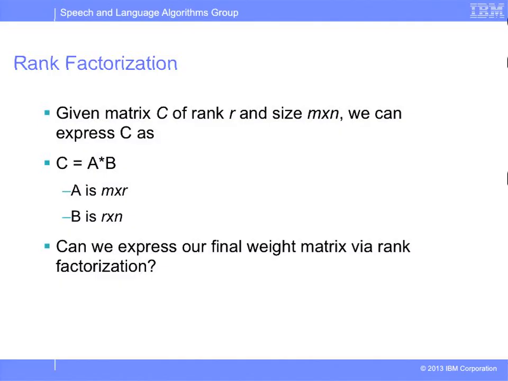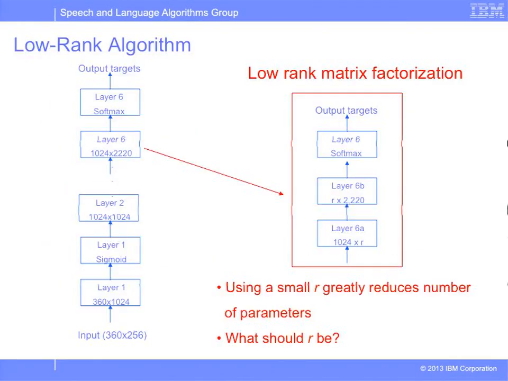The idea is, if you're given any matrix C of rank R, by the rank factorization algorithm, you can express C as A times B, where A is M by R, and B is R by N. So the question is, what should R be so that you can appropriately represent the matrix C with one of low rank? Visually, this is what we mean.